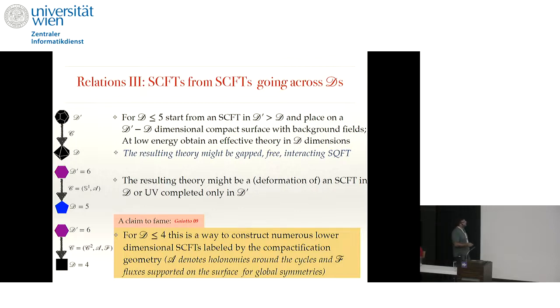Again, as before, the resulting theory in a lower number of dimensions can be either gapped, free, or interacting QFT. By definition, the theory in lower dimensions that you obtain is UV completed using the higher dimensional description. And the question is whether this is a UV complete theory by itself in these lower numbers of dimensions. Now, a claim to fame of these types of constructions is that one can actually predict the existence of a lot of lower dimensional theories starting from higher dimensional ones. As I mentioned, we know about higher dimensional theories because we can engineer them, for example, in string theory. So in this way, we go from string theory through 6 dimensions to lower dimensions and can predict a lot of theories and ask various questions about these theories.